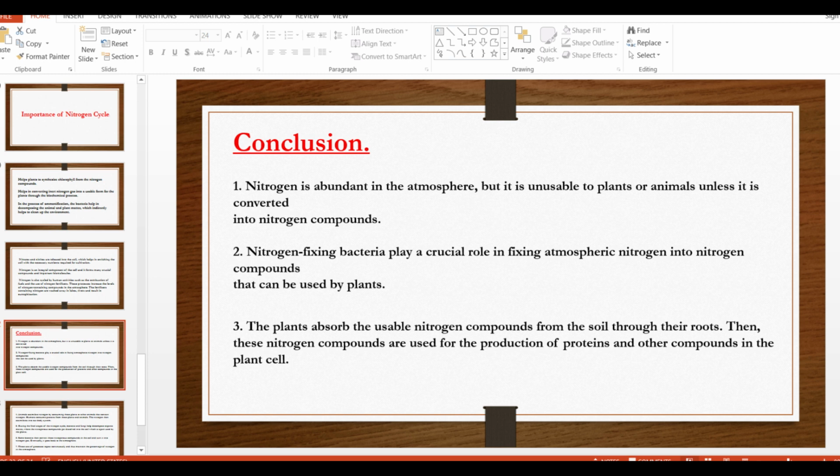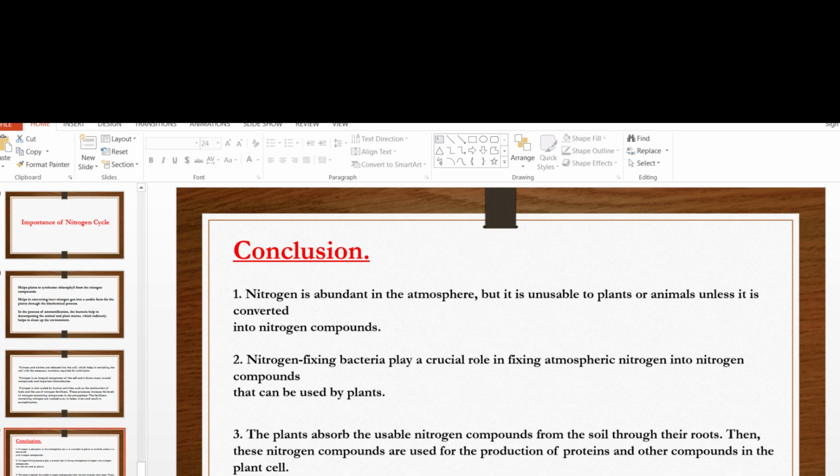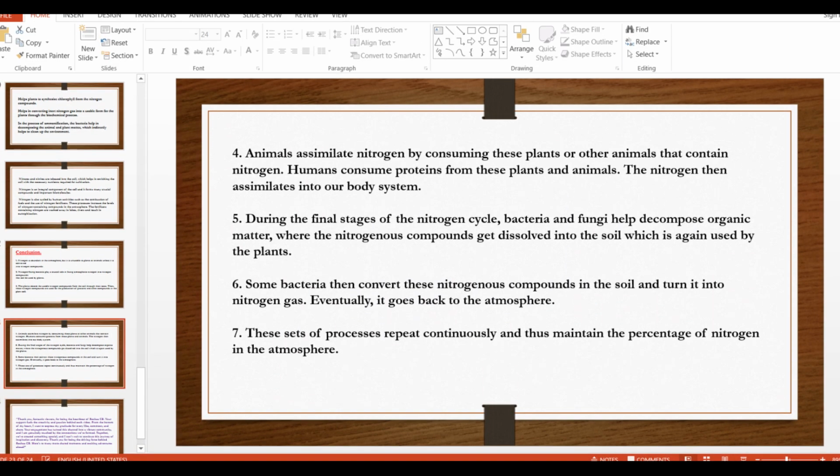3. The plants absorb the usable nitrogen compounds from the soil through their roots. Then, these nitrogen compounds are used for the production of proteins and other compounds in the plant cell. 4. Animals assimilate nitrogen by consuming these plants or other animals that contain nitrogen. Humans consume proteins from these plants and animals. The nitrogen then assimilates into our body system.